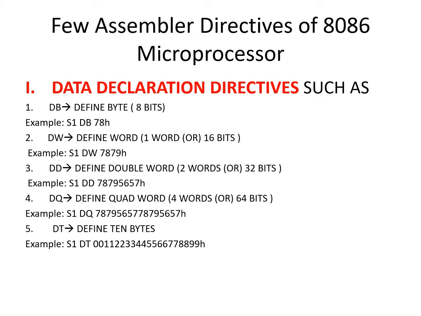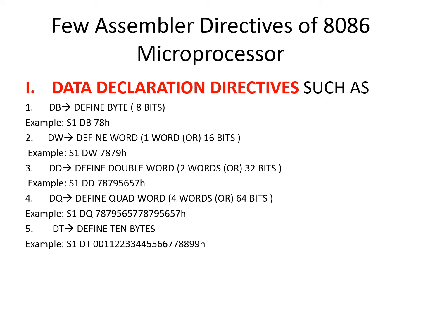Let us take a third example. If you have understood the first two examples, you can easily answer the third example. You will be able to understand the third, fourth, fifth and all clearly. Consider it's a double word. Double word means two words are there. A single word consists of 16 bits, so obviously two words is 32 bits. So nothing but 78, 79, 56, 57. The third example consists of two words. That is why it is mentioned as double word, S1 DD. That means it will allocate a space of two word memory locations.